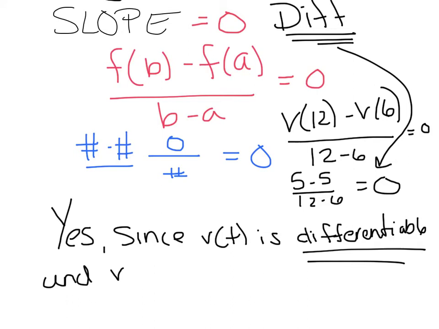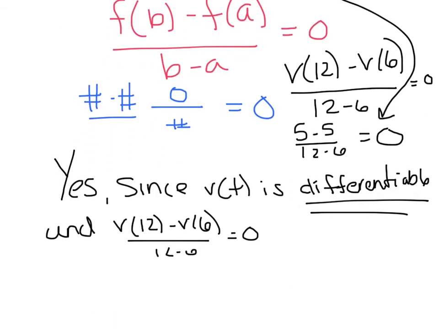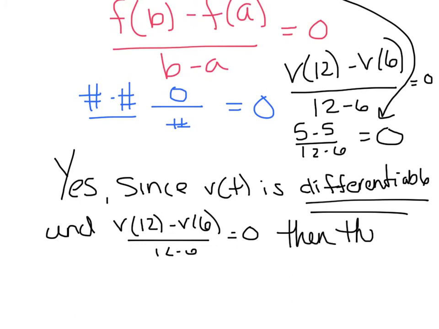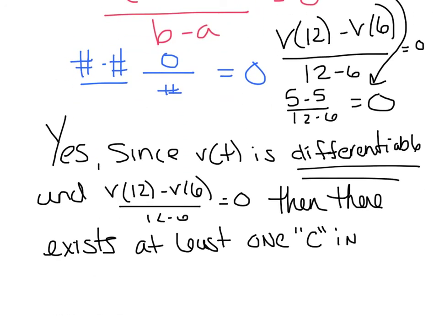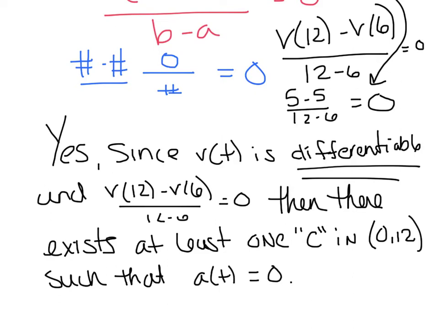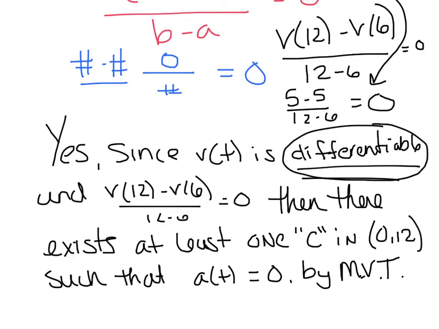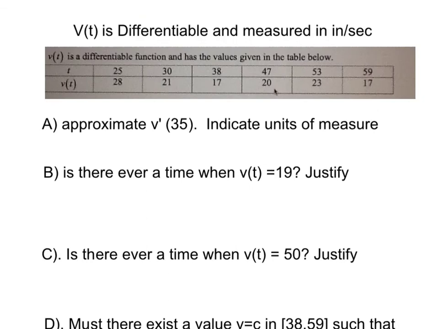And now we just show our math in our sentence. V of 12 minus V of 6 all over 12 minus 6 equals 0. Then there exists at least one C in, what was that interval they gave us, 0 to 12, such that A of t equals 0 by the mean value theorem. So again, when we write these sentences, we're just regurgitating what they know back to us. Just keep in mind the key thing you're looking for is to see if that function is differentiable, then our theorems apply.